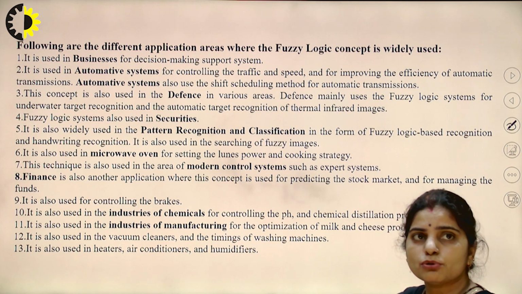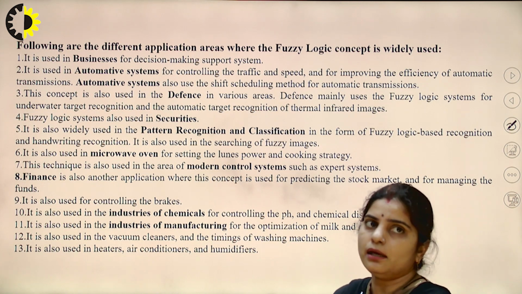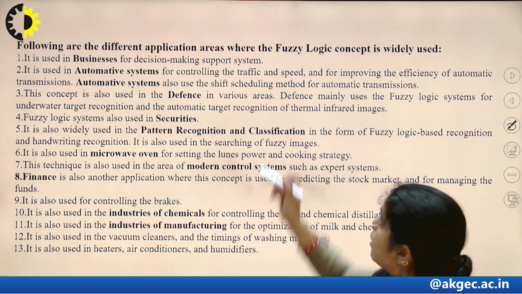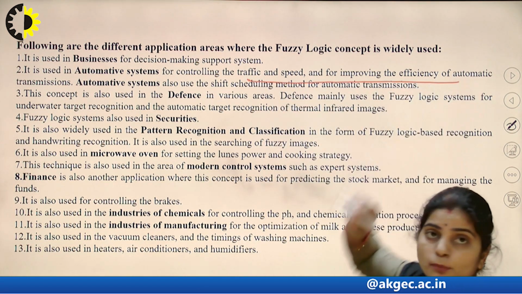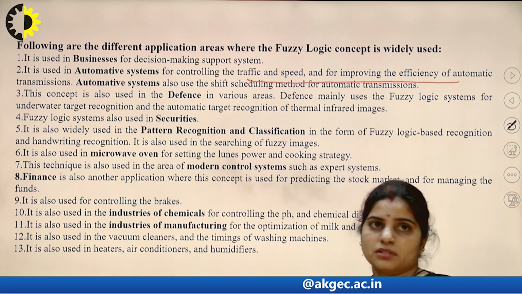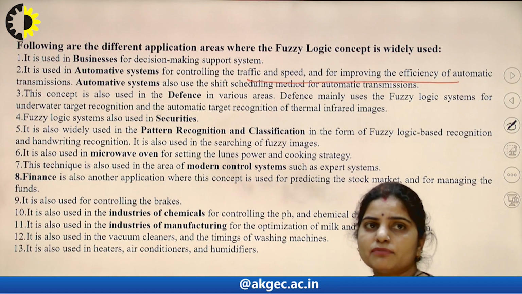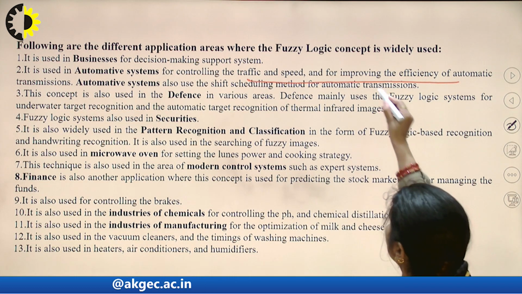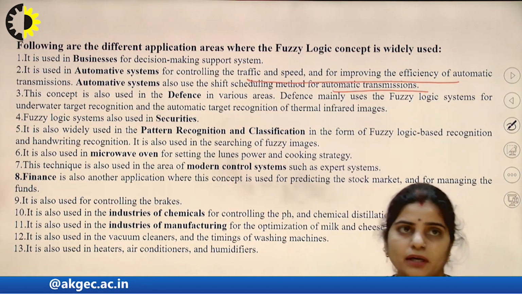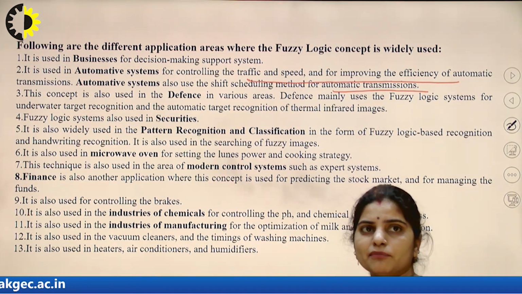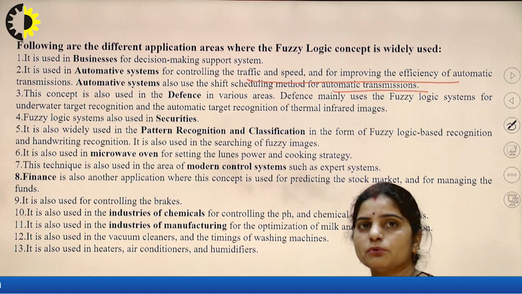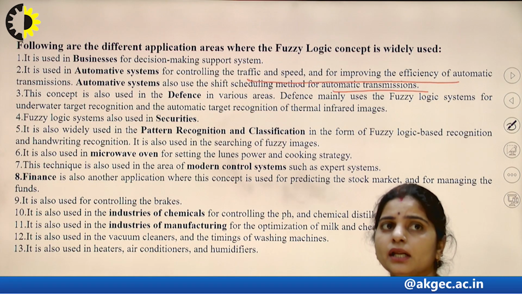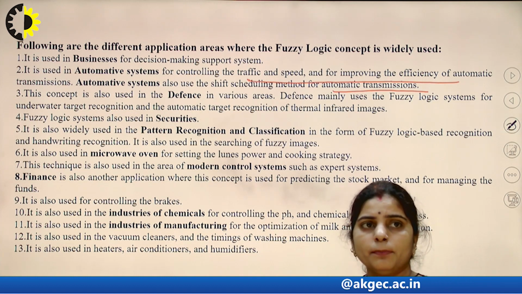Second one is automotive systems. Fuzzy logic is used in automotive systems for controlling the traffic and speed and improving the efficiency of automatic transmissions. Means automotive systems also use shift scheduling methods for those automatic transmissions. So whenever you have to perform automatic transmissions to control the traffic and the speed of a particular vehicle, system or machine, you can use the fuzzy logic concept here.